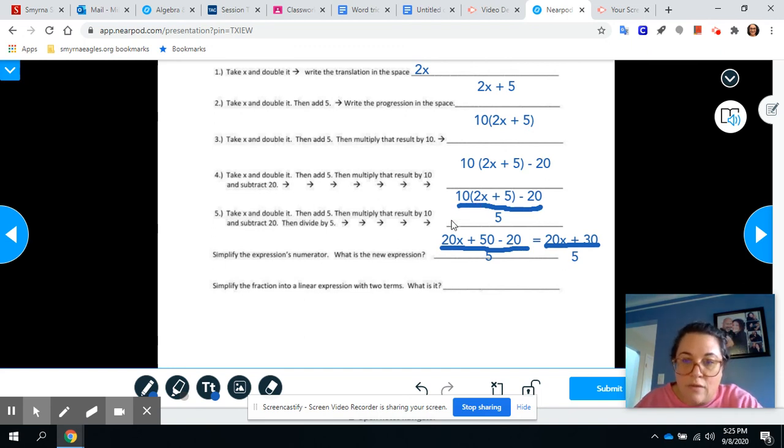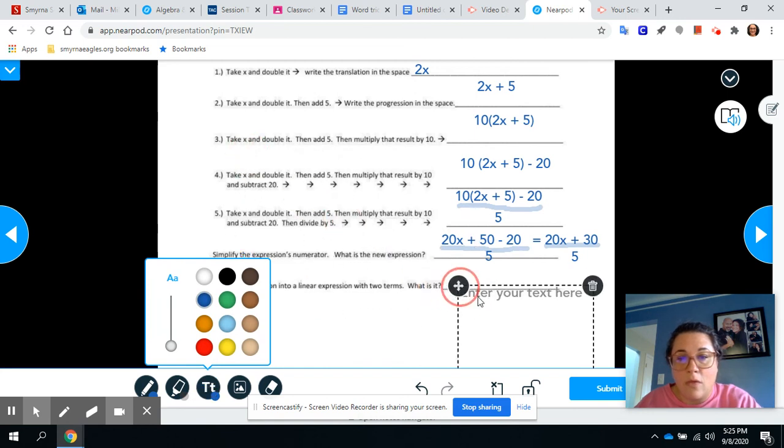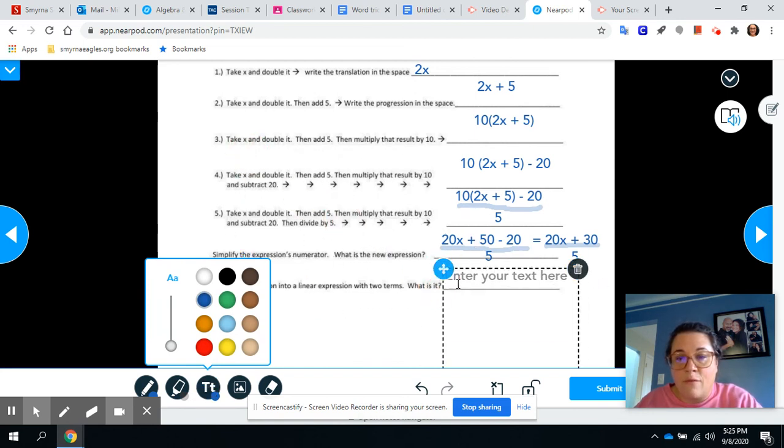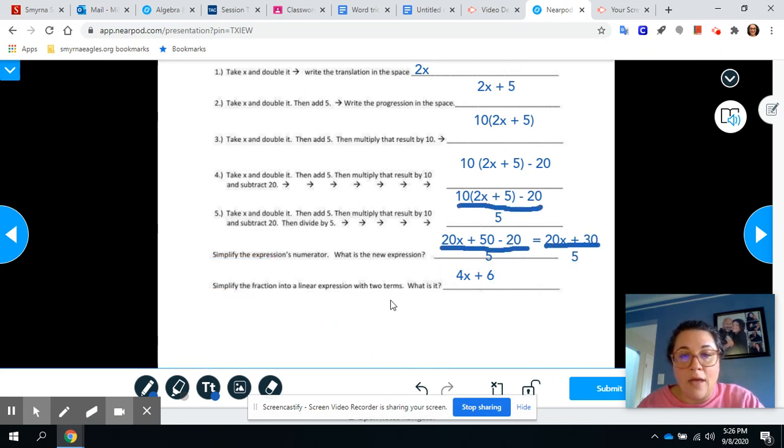To do that, again, we distributed first the 10 times the 2x and the 10 times the 5, and then we combined our like terms there. Our very last step is to simplify the fraction into a linear expression with 2 terms. So basically what that means is divide by 5. So 20x divided by 5 is going to give me, hold on, I don't think I grabbed it. There we go. 20x divided by 5 is 4x. And 30 divided by 5 is 6. Boom. And you got it. There it is.